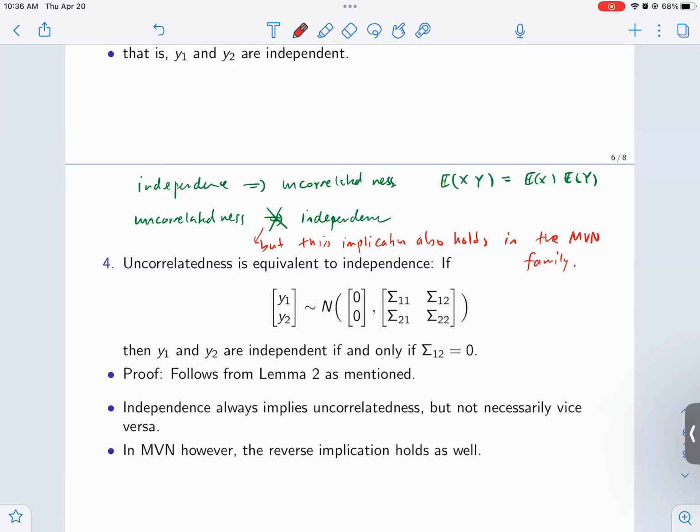That last piece, conditioning, gives you this interesting fact: you have to know that the pieces are multivariate normal, so they have to have a joint Gaussian distribution. But once they're jointly Gaussian and these two pieces are uncorrelated, then they have to be independent. So uncorrelatedness implies independence. Sounds good.